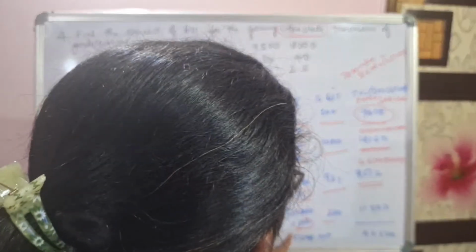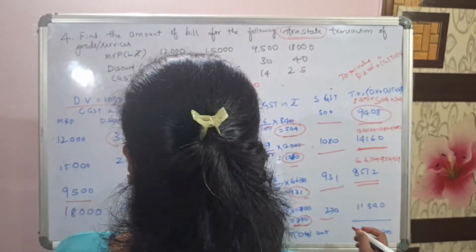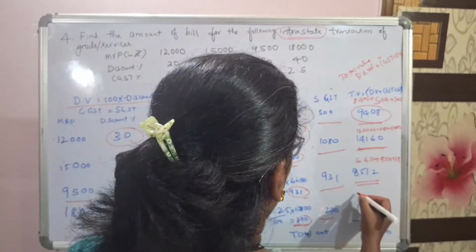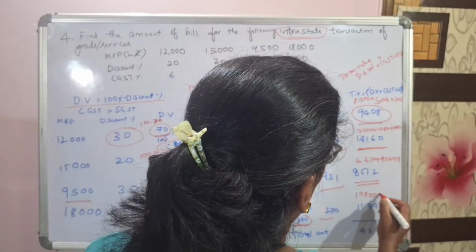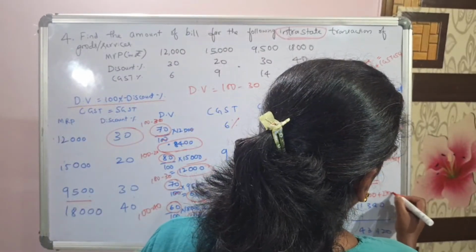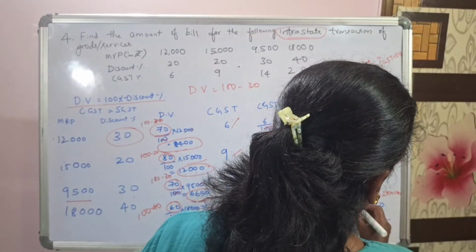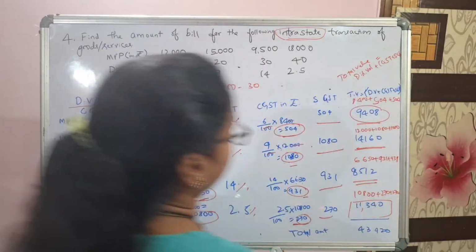And finally for 2.5%, the discount value is 10800 plus CGST is 270 and SGST is also 270. So the final answer is 11,340.